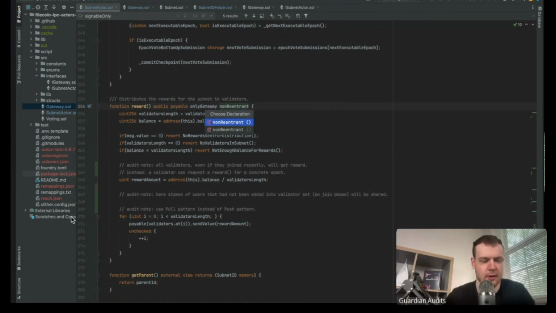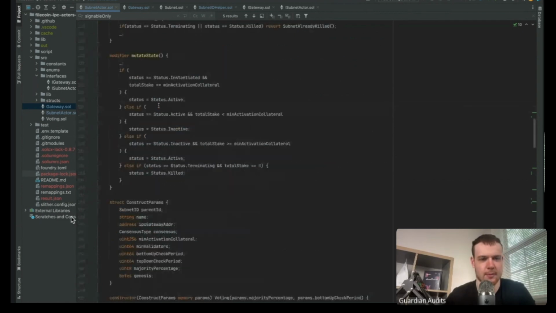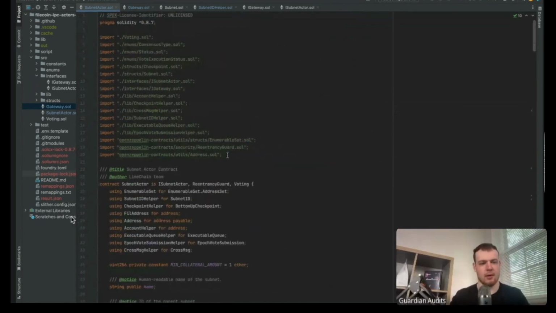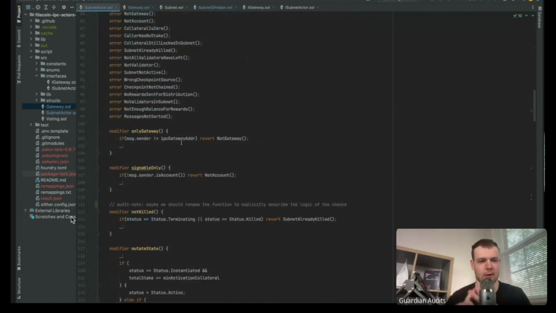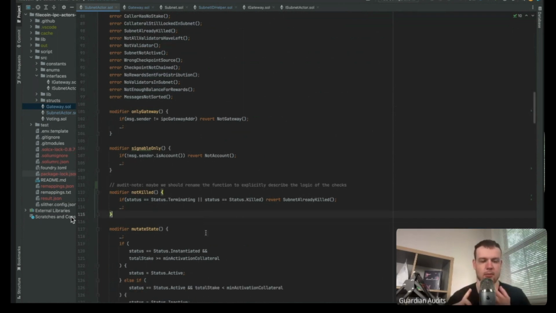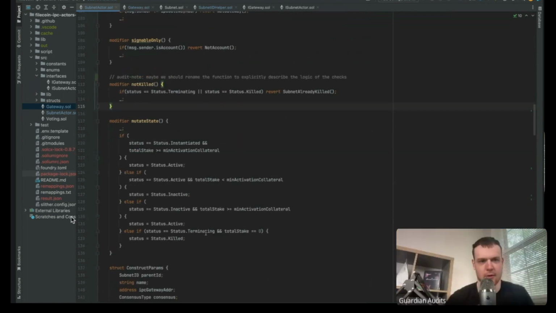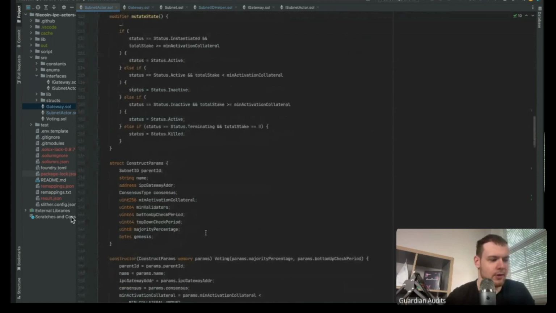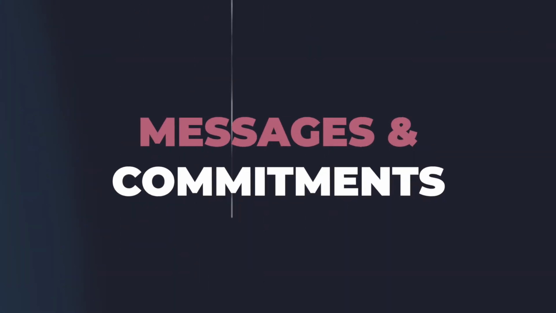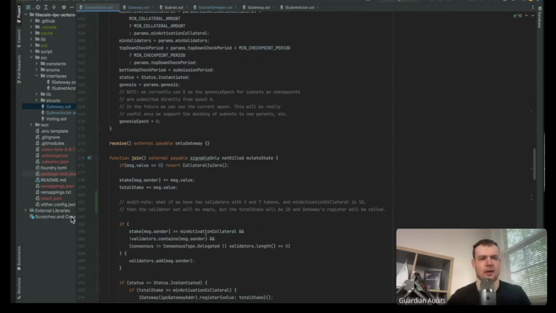That's pretty much the managing of validators and stuff like this, right? Mm-hmm. Okay, great. So that's everything related to validators. We know how to join, we know how to leave, we know how to kill, and we know how these rewards are being divvied up, right? Correct. Okay, great. So then the other portion of the system is everything to do with these messages and commitments, right? Yep.